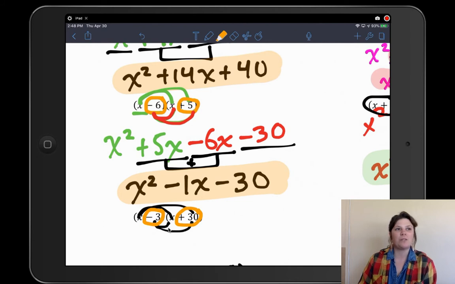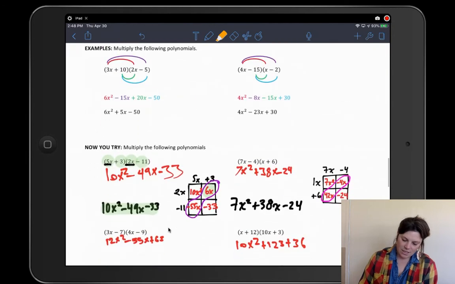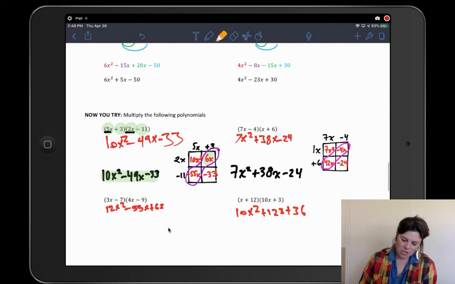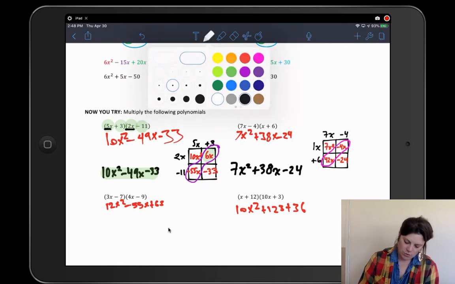So I hope that wasn't too complicated. Now there's other kinds of multiplying polynomials. So let's take a look down on the next page here, where we're going to run into, let's do this one. This one looks like a good one to try.